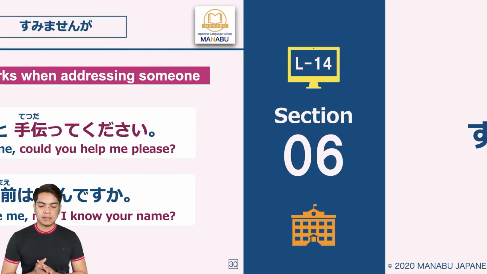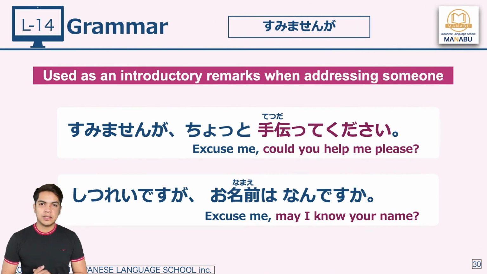Grammar point number 6, sumimasen ga. The expression sumimasen ga is used as an introductory remark when addressing someone. So before asking someone to do something, first get their attention or say excuse me. So we can use sumimasen ga. For example, sumimasen ga chotto tetsudatte kudasai. Excuse me, could you help me please?